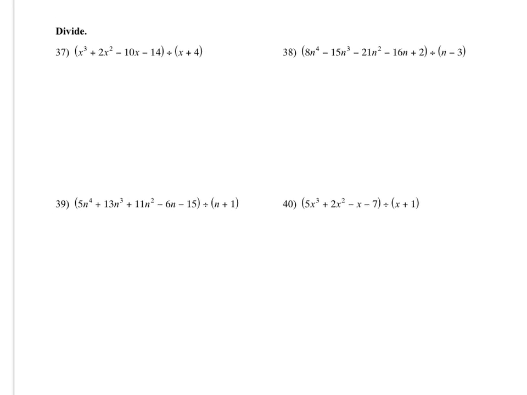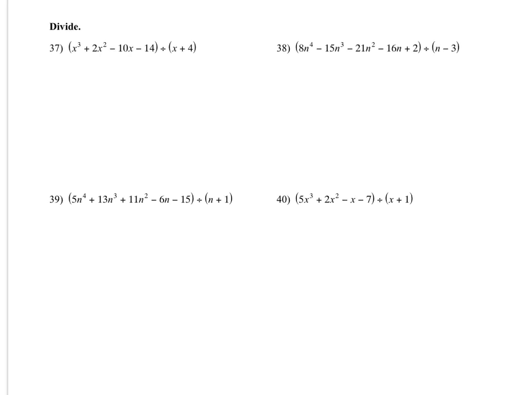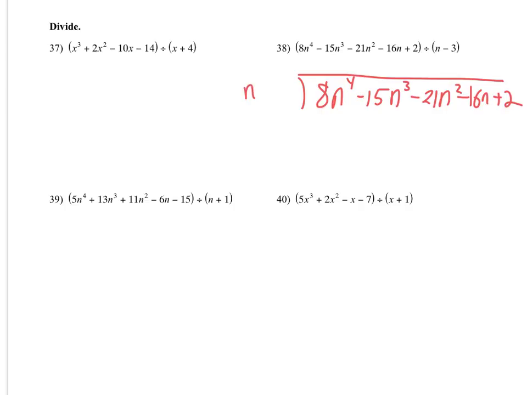Next up, we're going to look at 37, which is doing some division. Actually, I'm going to do 38, it looks better. That looks harder, so let's do that one. 8n to the fourth minus 15n cubed minus 21n squared minus 16n plus 2. We've got an n minus 3 on the outside. First things first, I'm going to check what I have to multiply n by to get to 8n to the fourth. And that's going to be 8n to the third.